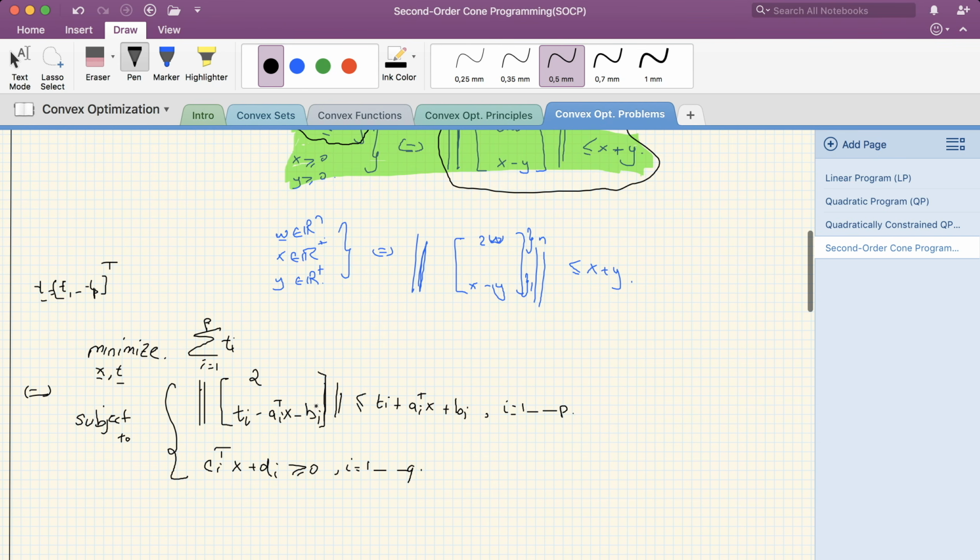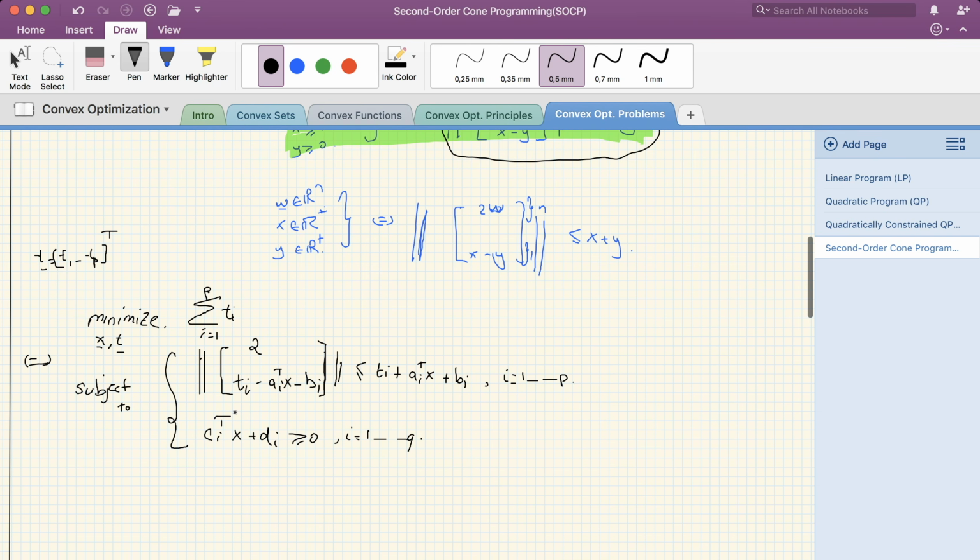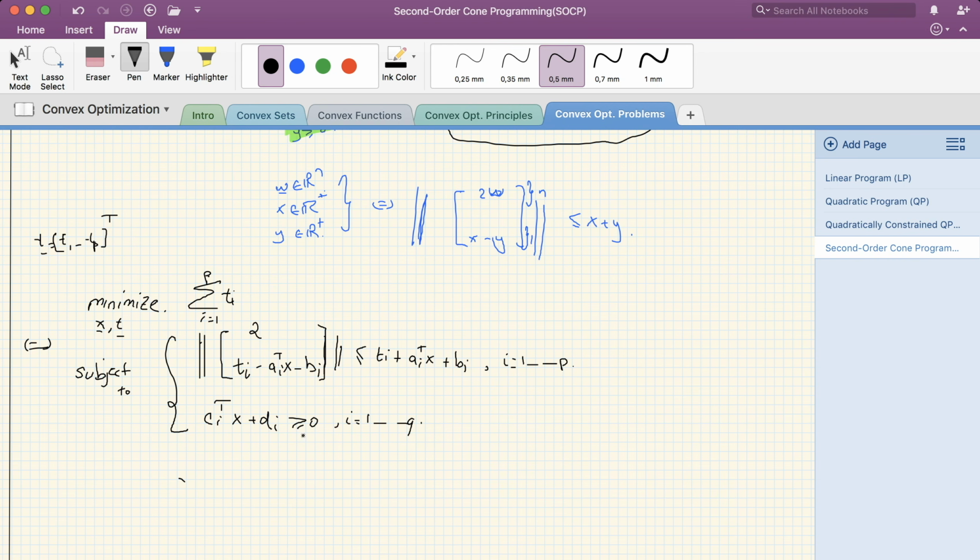Now this guy is an SOCP. Why? It's not that hard to see. We can write it. I'll forget about this constraint right here for a moment. Let's focus on this one. We can write this in the form of AI x bar, where x bar is going to contain all my variables, x and t, plus bi is less than, I'm not going to use ci transpose plus di because I already used it here. I'll use gi transpose x plus hi.